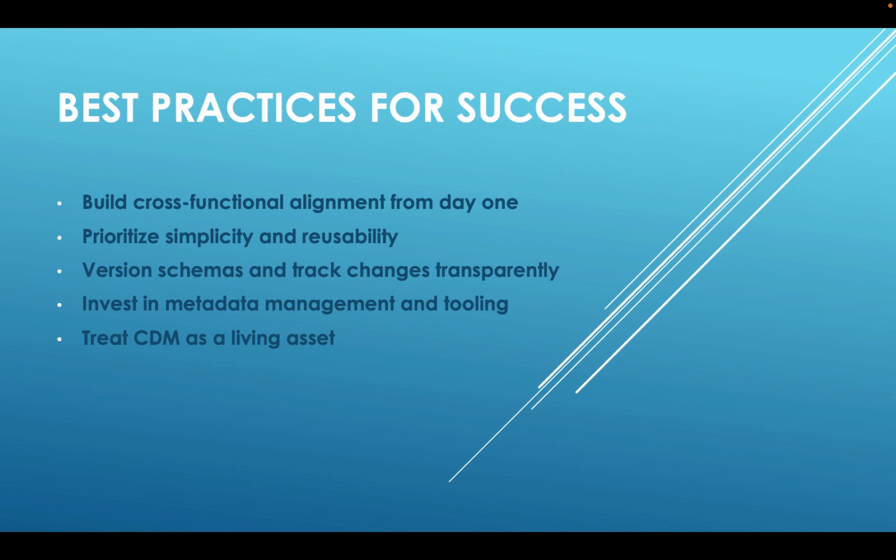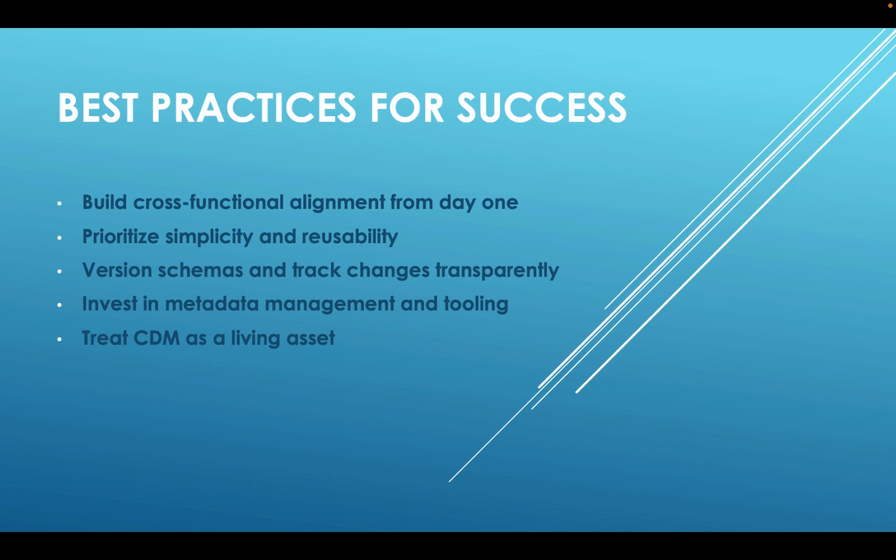The third point is version schema and track changes transparently. So think about it this way: treat your canonical model like software code. It's not something for one-time use, because it's software code. You have to maintain it, you have to version it, you have to make sure that governance is there. So just treat it like normal code.